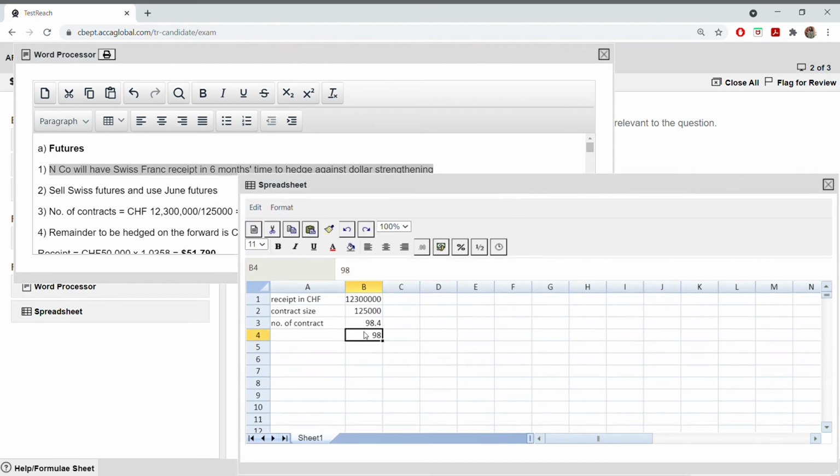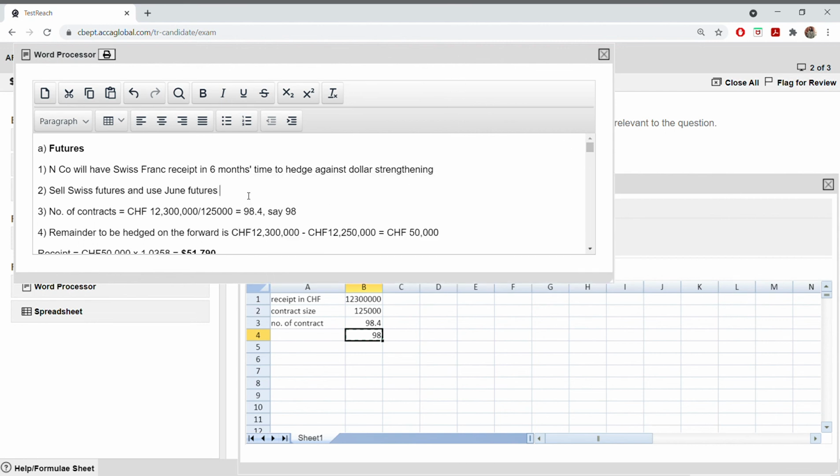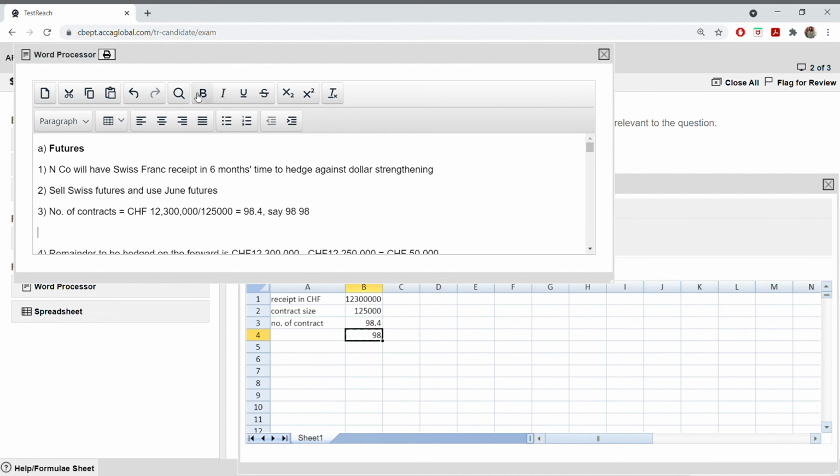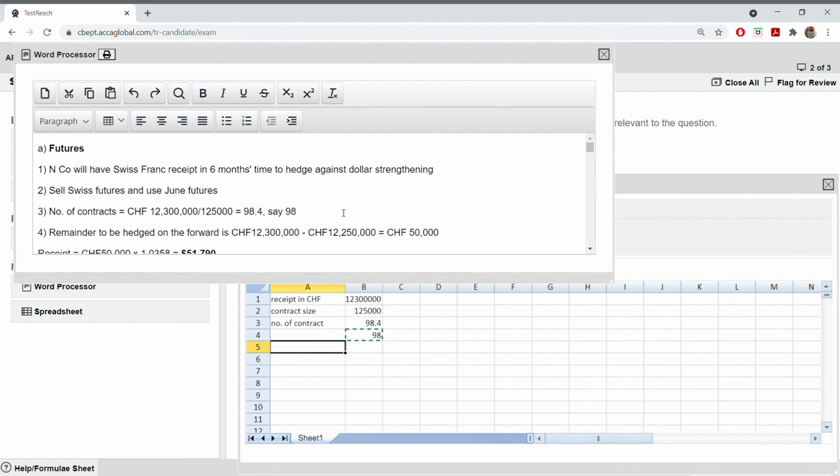Now let us see whether you can copy this or not. Copy. Okay, copy, paste. Yeah, you can copy paste. Okay, so number of contracts. What is the next? Next is, if you want to find out the unhedged amount. Okay, unhedged amount.